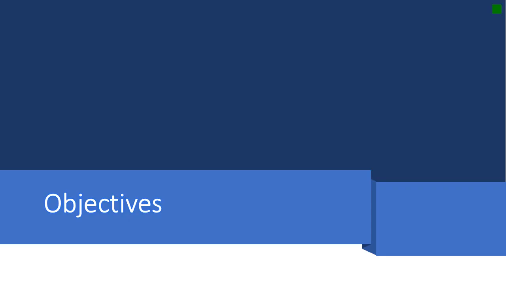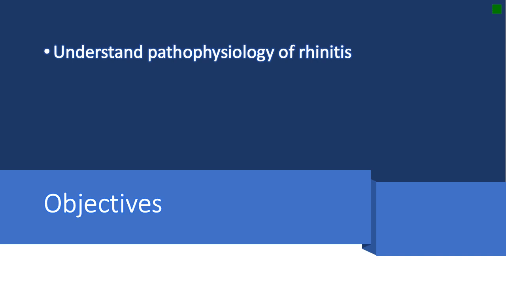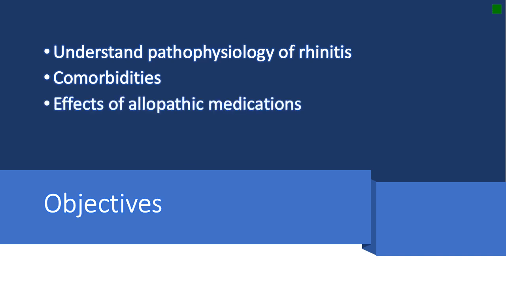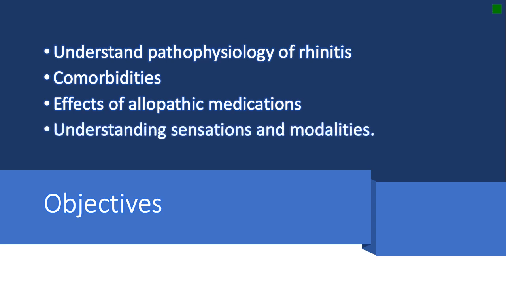The objectives of this lesson: to understand the pathophysiology of rhinitis. We will also be taking a look at comorbidities, or what goes along with rhinitis in many cases. What are the effects of allopathic medications? And we will try to understand sensations and modalities from a different perspective. As all of us understand, sensations and modalities in particular are of tremendous importance when it comes to the choice of remedies.